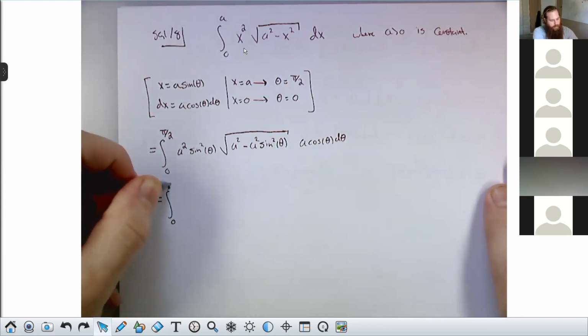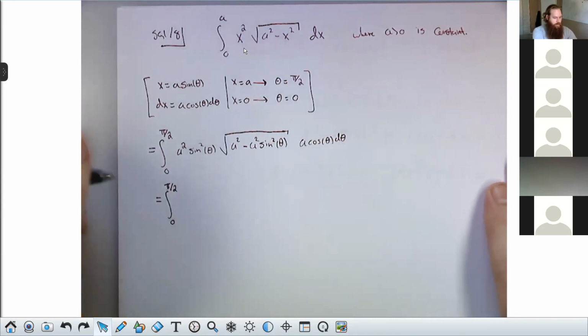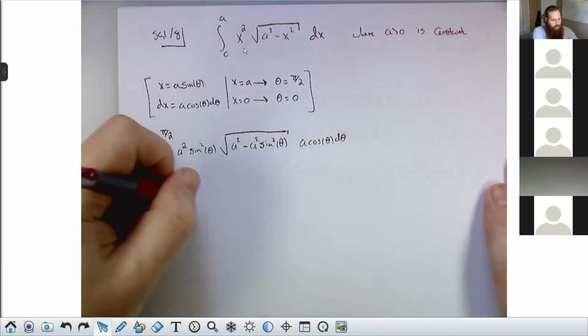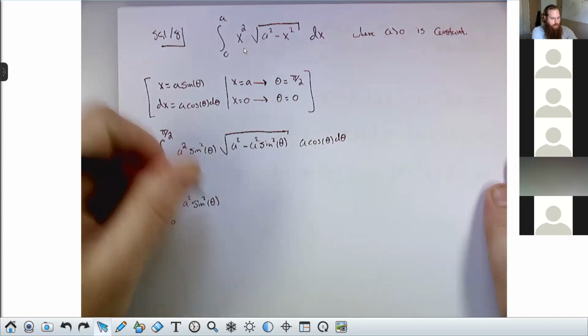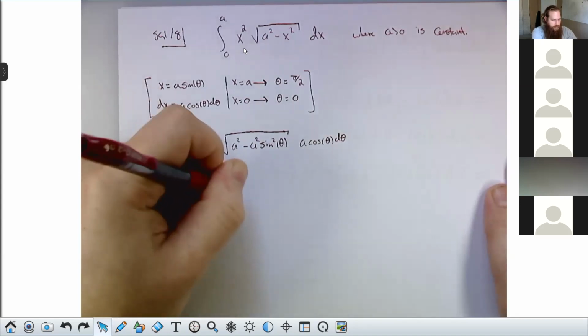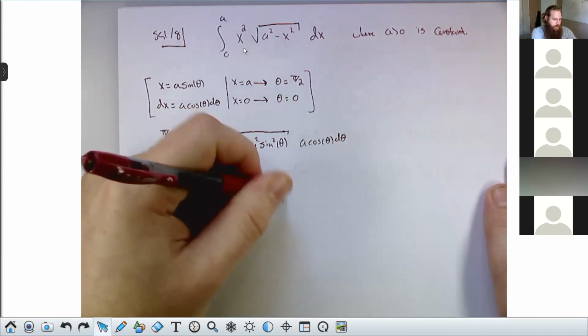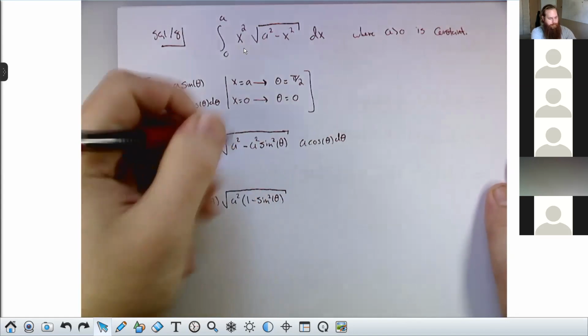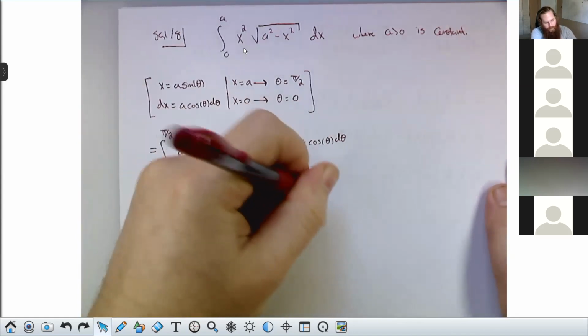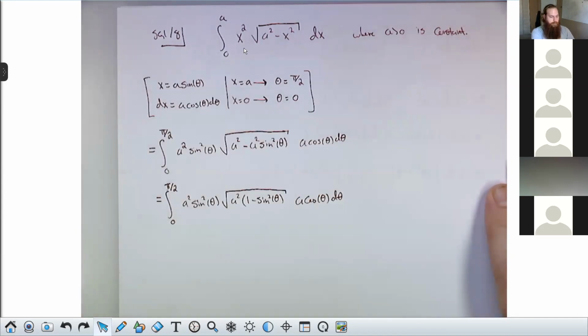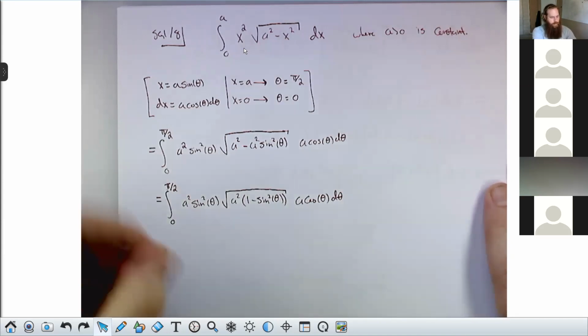Unpleasant because I anticipate here getting only even powers of sine and cosine. This is a squared sine squared theta times the square root of a squared times 1 minus sine squared theta. I factor in a within my square root. And then I have a cos theta d theta here chilling. I need to close that paren. There we go. So now, 1 minus sine squared is cos squared.